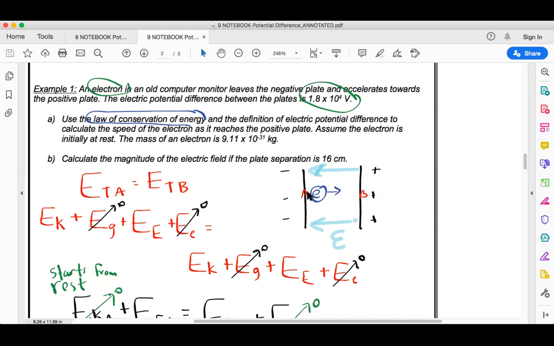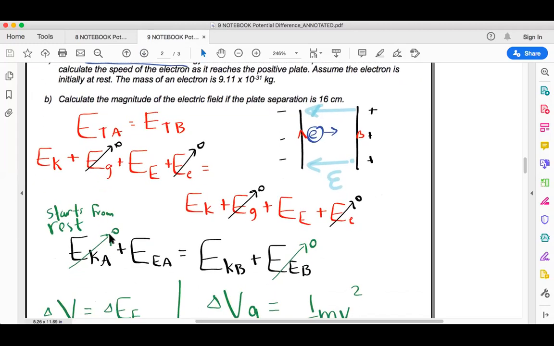So we've got total energy at point A when it's at the negative plate is equal to the total mechanical energy at point B. So ETA equals ETB. And what form of energy is at A? Well, it's assumed that it starts from rest. So we cancel EK. We cancel EG on both sides because the mass of this is insignificant.